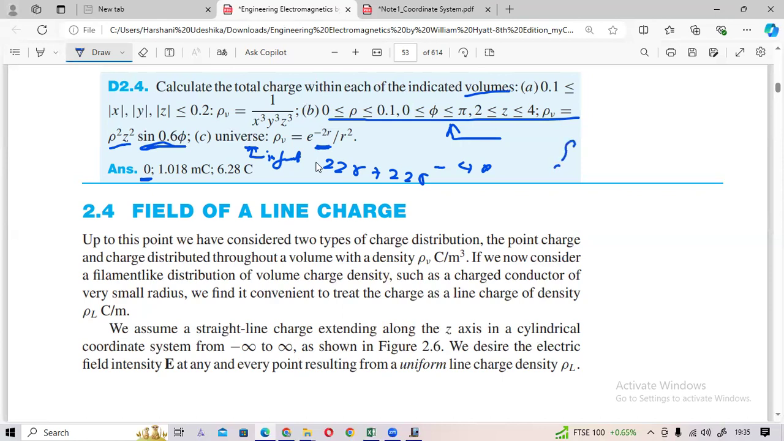Phi from 0 to, so you will get the, yeah maybe correct. Okay. So phi from 0 to 2π.